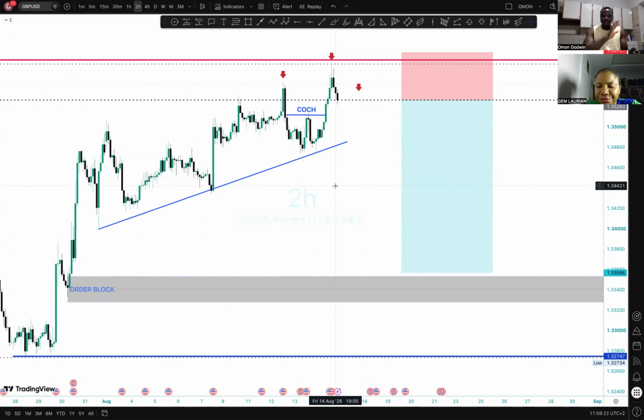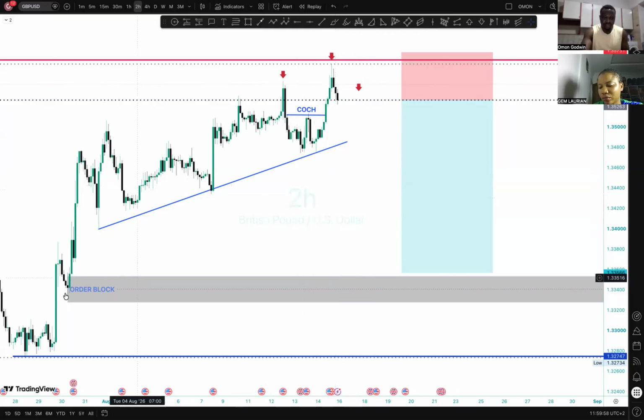In order for you to find order block, you can find order block on what? On every time frame, not only one particular time frame. 1 hour, 2 hour, 30 minutes, 15 minutes, 5 minutes, and 4 hours, daily, weekly, and all that. It depends on what you are trading and the kind of trader you are, because I have not taught you about the types of trader we have yet.